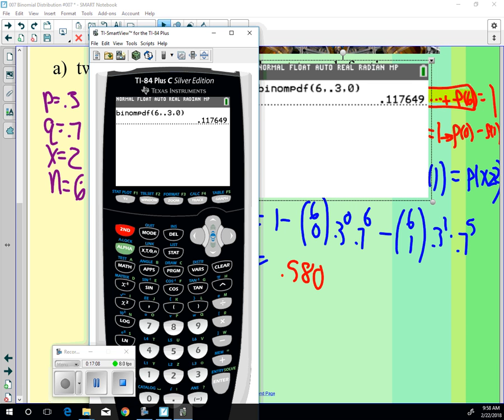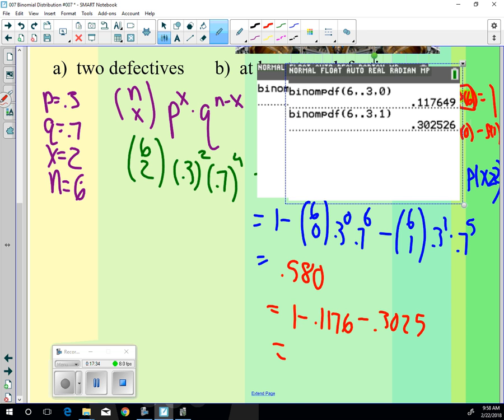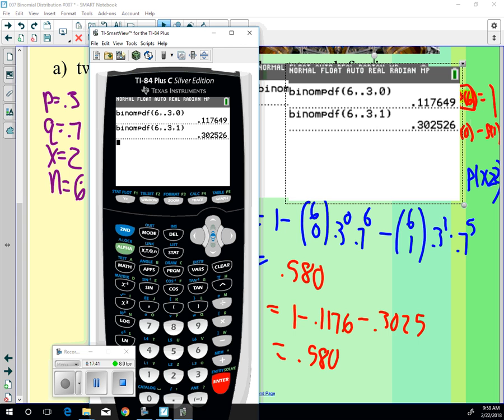We're going to do the same thing, except we're going to do a 1 this time. So change that to a 1, and let's see what that one is. That is going to be 0.302. Now, if I took my calculator, 1 minus 0.1176, we're going to go 4 decimals, minus 0.3025, do you get 0.580? Yay!